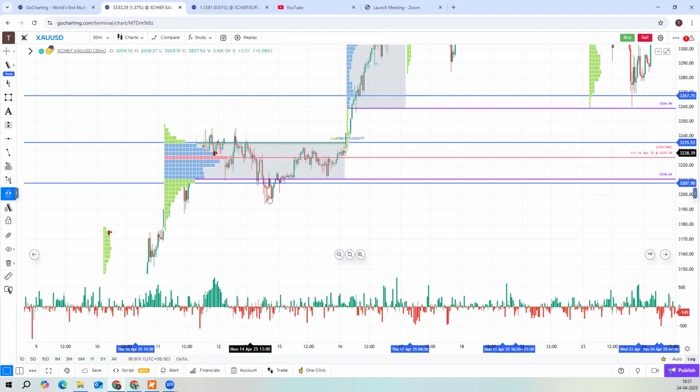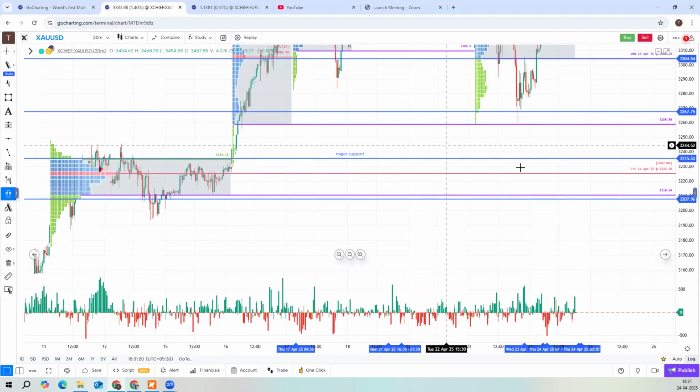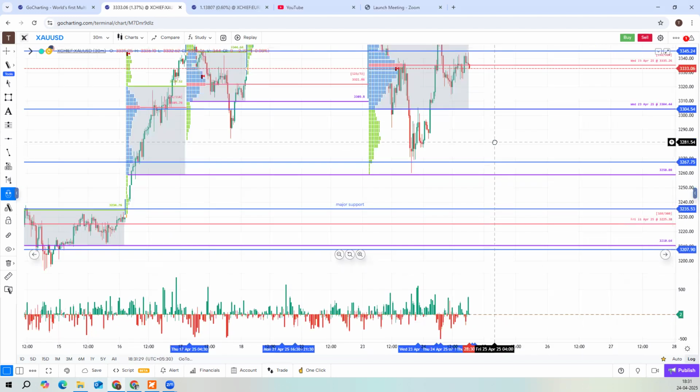This will be a very thick D-shaped profile, and it is going to act like a very good support. I have marked this value area as a major support. If the market comes to this area, definitely we will be able to see some kind of reaction from these levels. That is point number one.